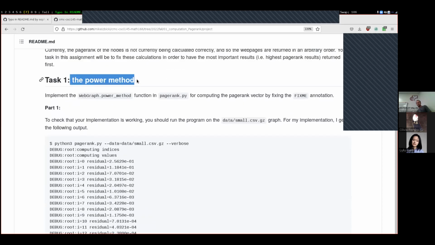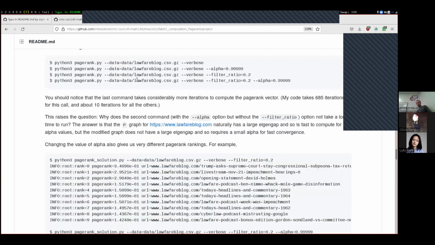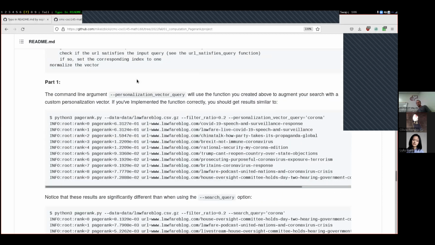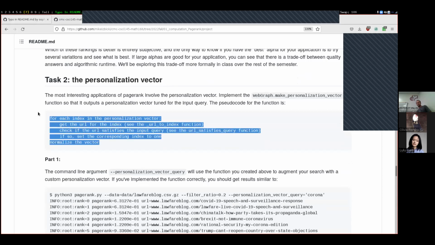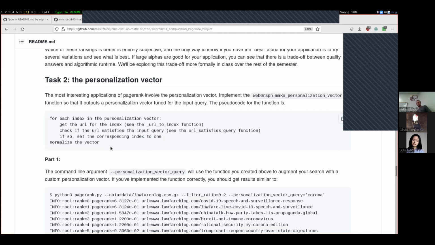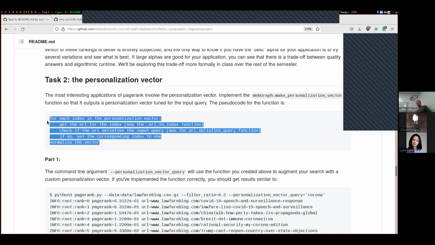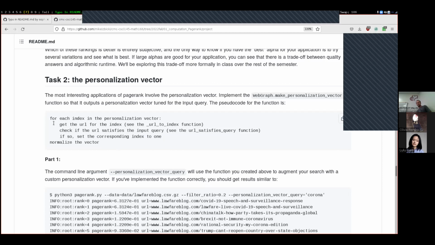So part one is just implementing that one equation, task one. Then another task down here is implementing something called the personalization vector, which hopefully you saw the definition of over the weekend. There's just this pseudocode right here, which you'll have to implement. And I think the pseudocode is actually longer than my Python implementation. Hopefully, I don't want to say it's going to be easy because there will be lots of weird debugging error messages, but it hopefully will not be excessive.